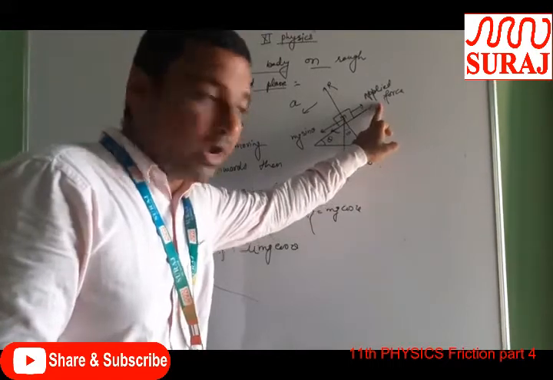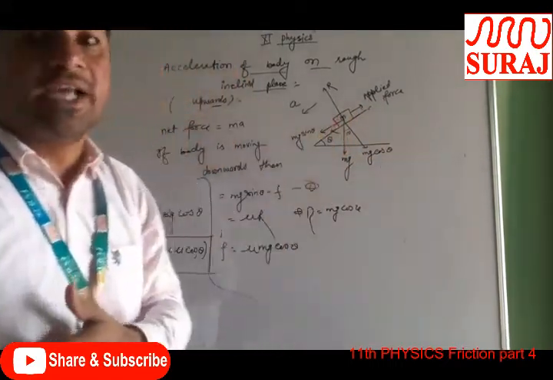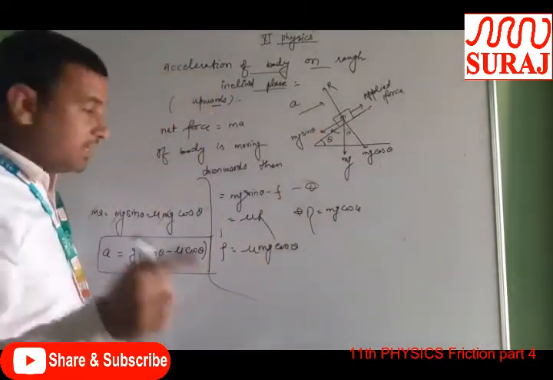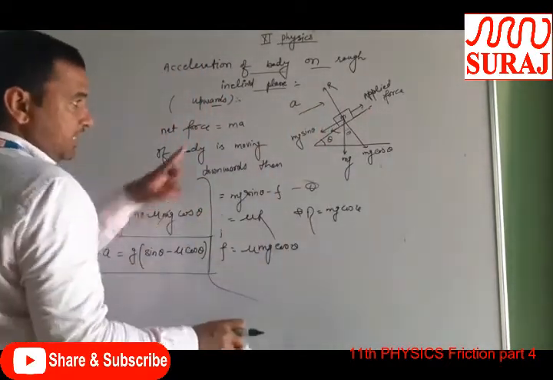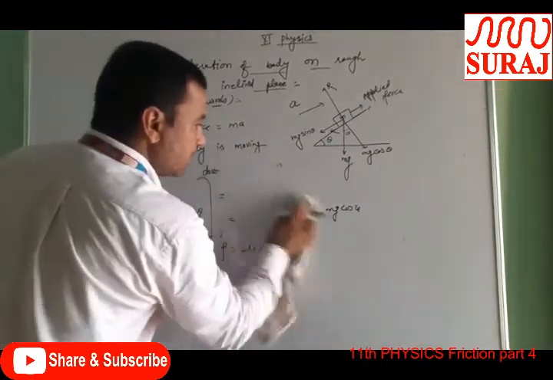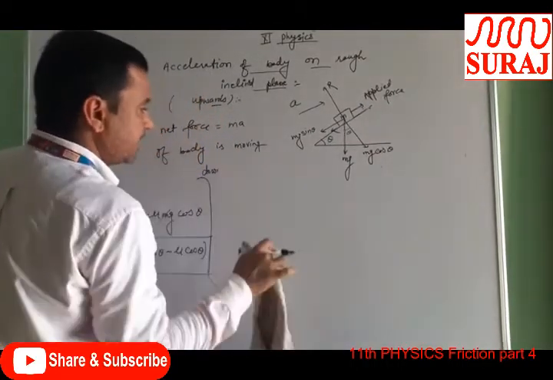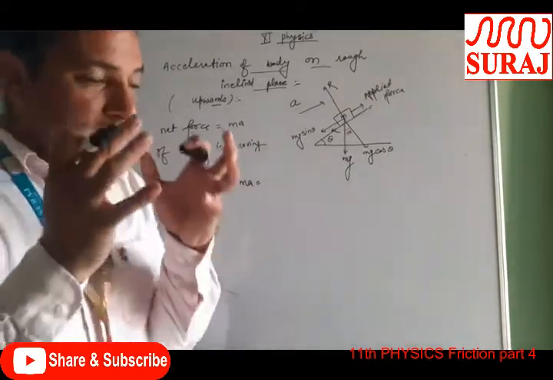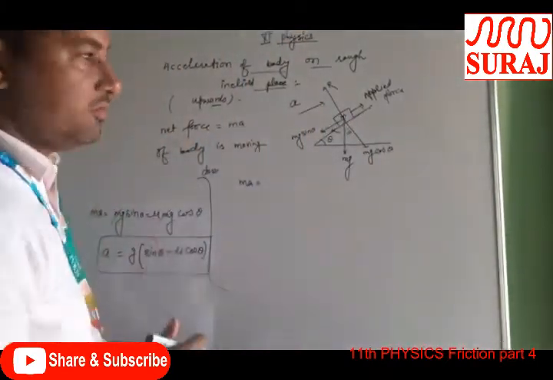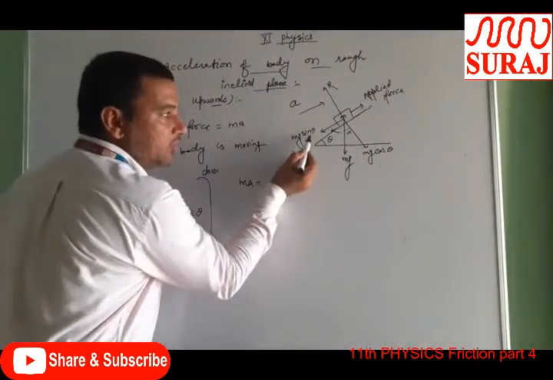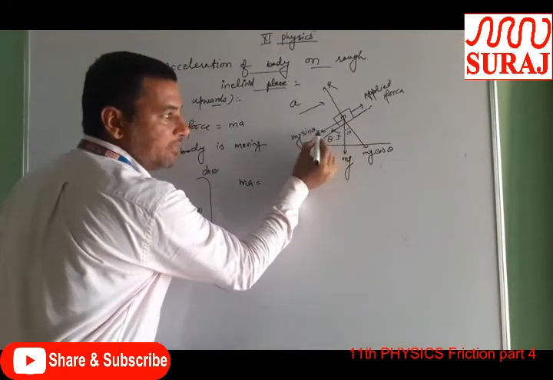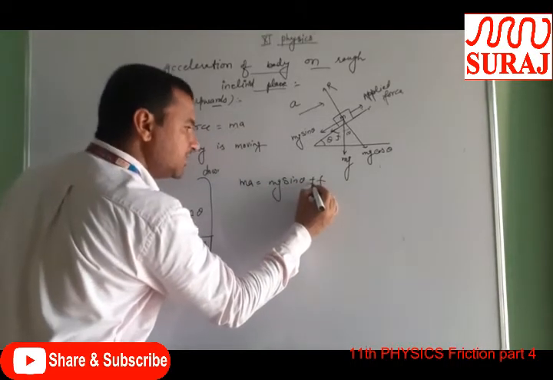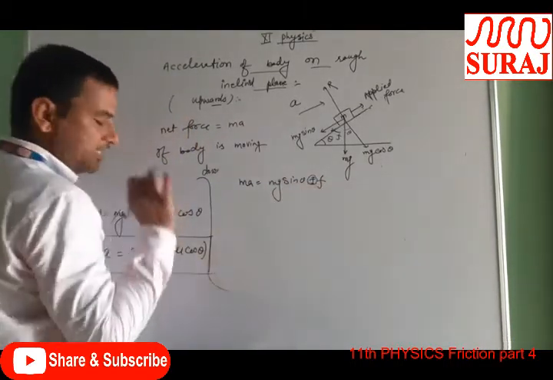If applied force is upward, then force of friction is downwards, and the body moves upward with acceleration. If net force on the body is equal to ma, what will be the equation? ma is equal to the applied force, which must be at least equal to, both forces in the same direction, the force of friction. Add them: mg sin theta plus f. This is the difference: here is plus, there is minus.